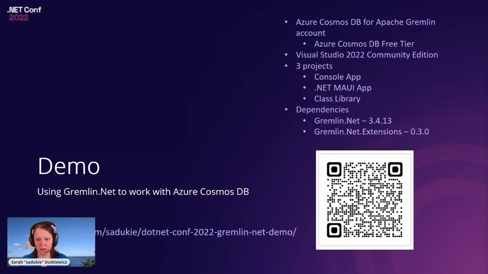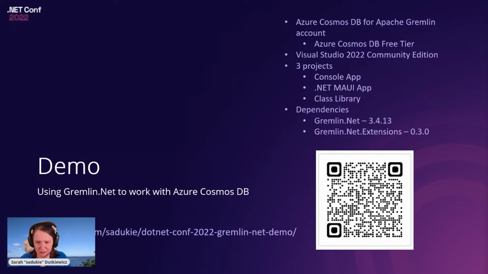If you want to go to the repo itself, again, you can scan the QR code or go to github.com/saduki/.net-conf-2022-gremlin-net-demo. All of the code that I'm going to show you is available there. If you want to use the console app on Linux, for example, you can. I am using .NET 7 for all of these applications. Okay, let's go into the demo.